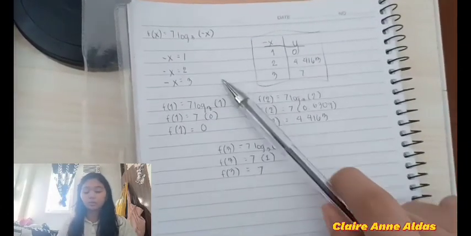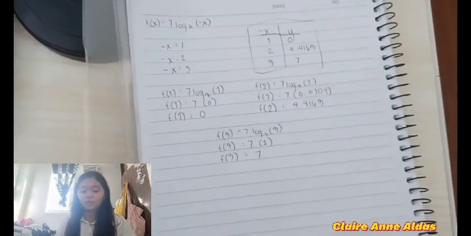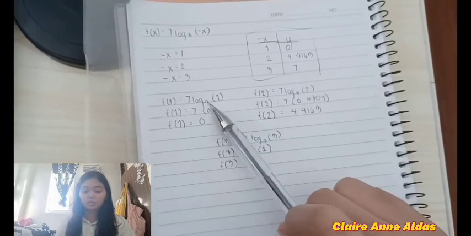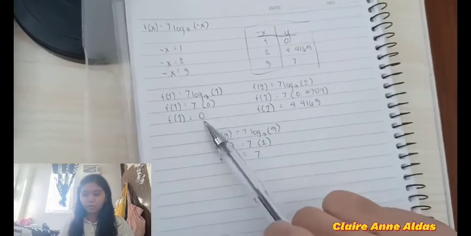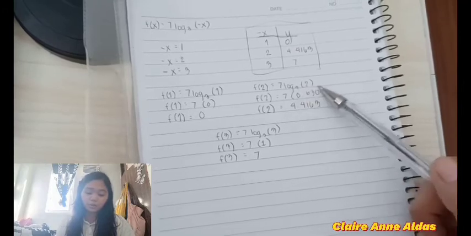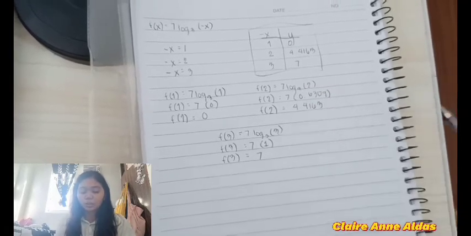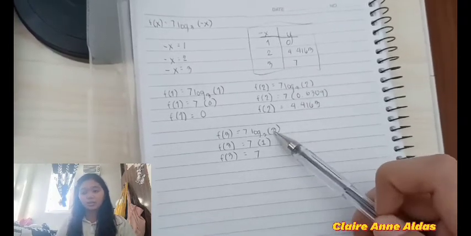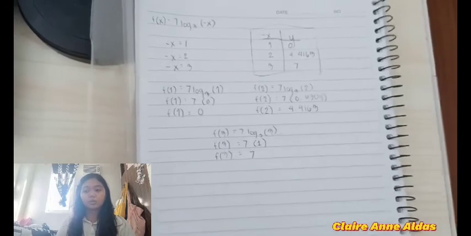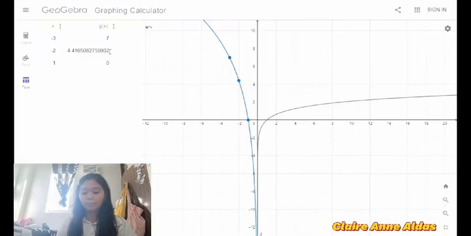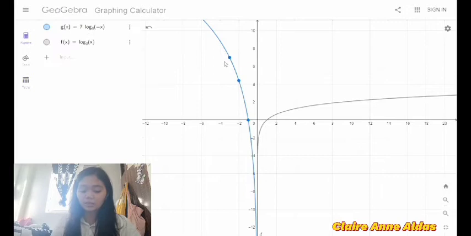In finding the y, we will do substituting. In this part, for any base, as long as the x is 1, it will always equate to 0. Here, logarithm base 3 of 2 will equate to 0.6309 and is divided by 7 to get the answer. As you can see here, the base and the x are the same value so it will always equate to 1, multiplied by 7 to get 7. As you can see, it has the same table of values.